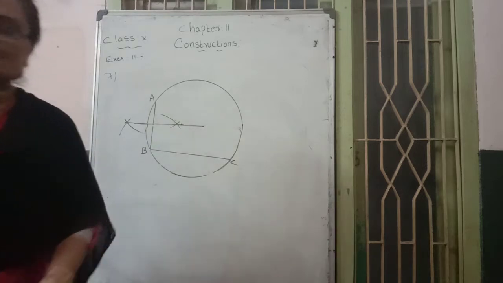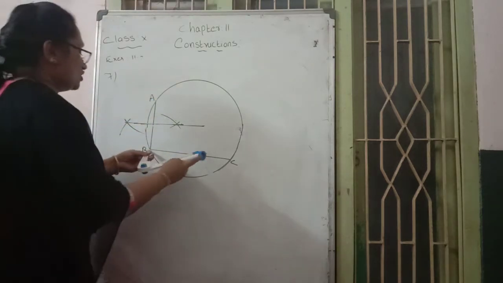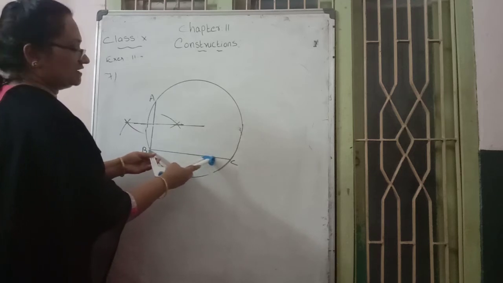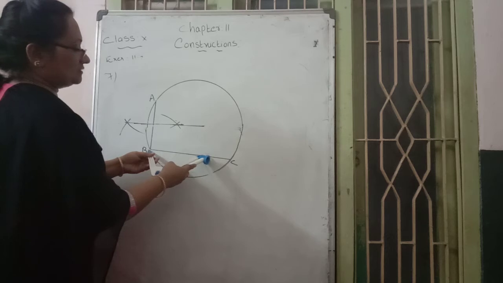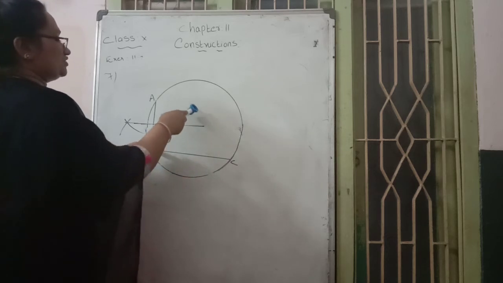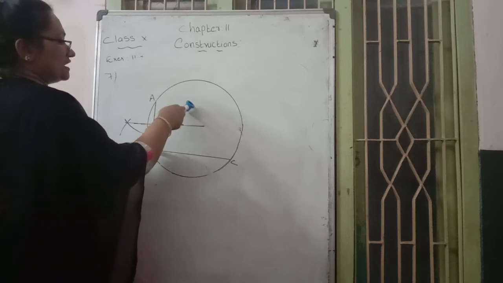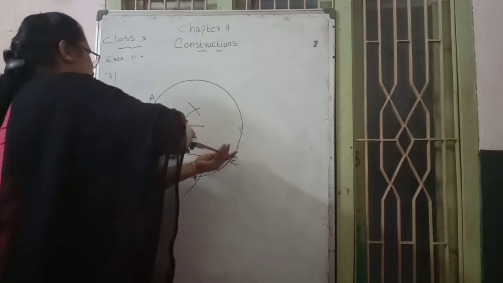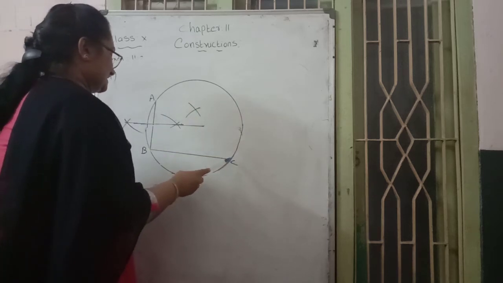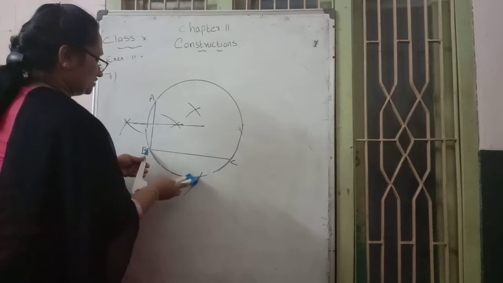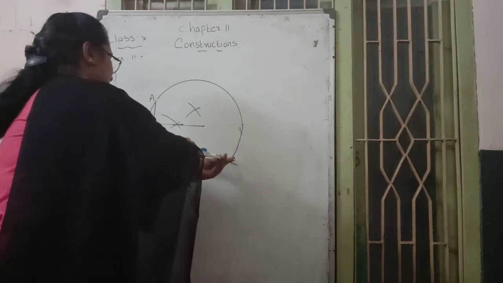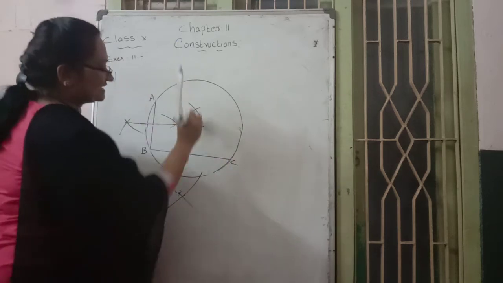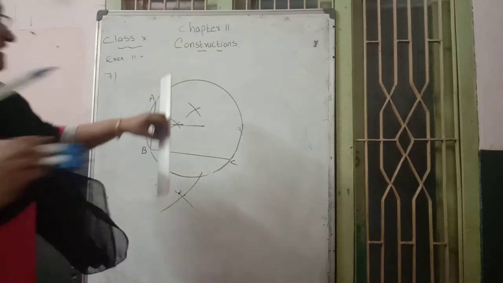Same way, take more than half of the BC side. With B as center, more than half of BC means like this. With that measurement, draw arcs up and down. Same way with C as center, draw opposite arcs up and down, adjusting your scale, and join there. Both arcs are intersecting, and the intersecting points are joined with a straight line.